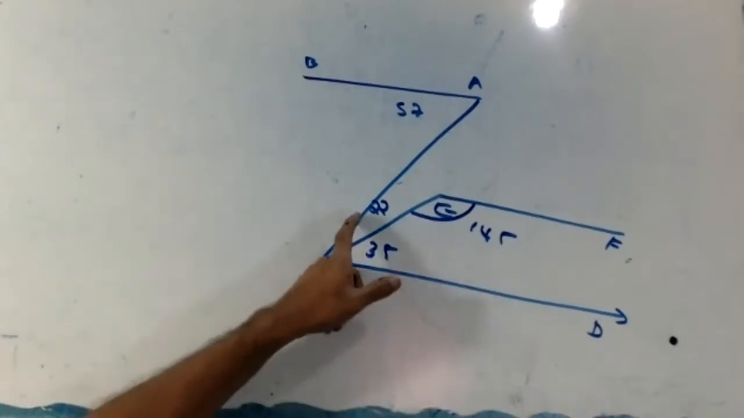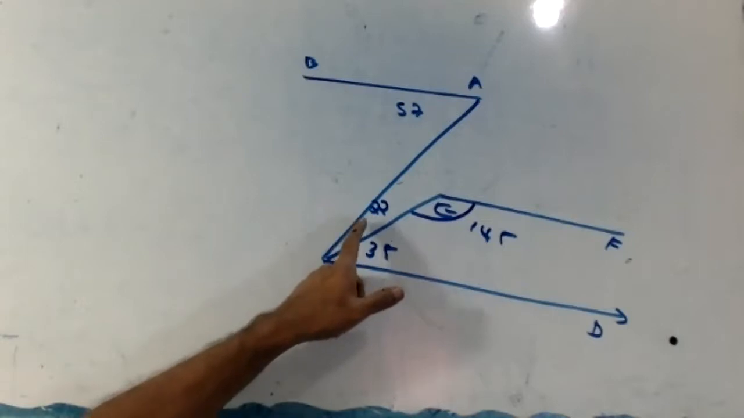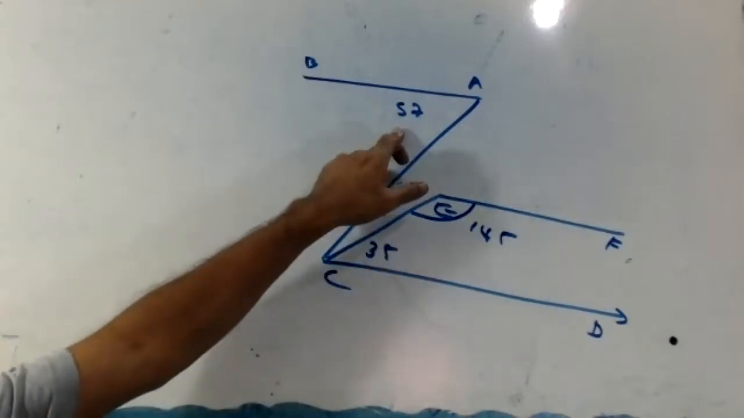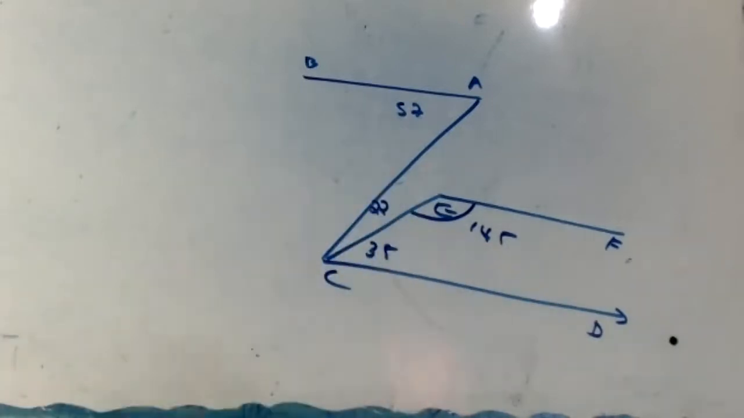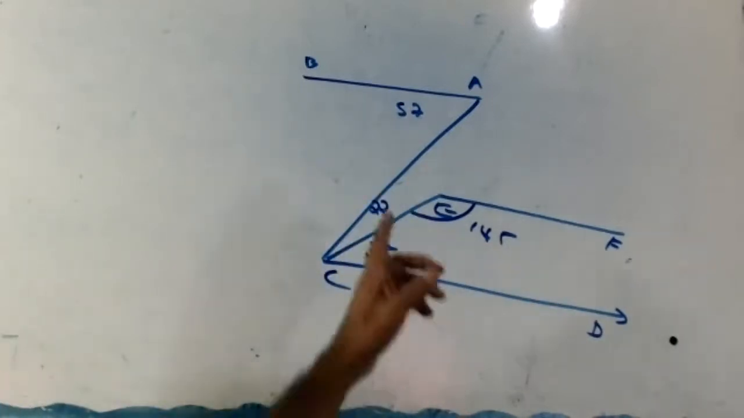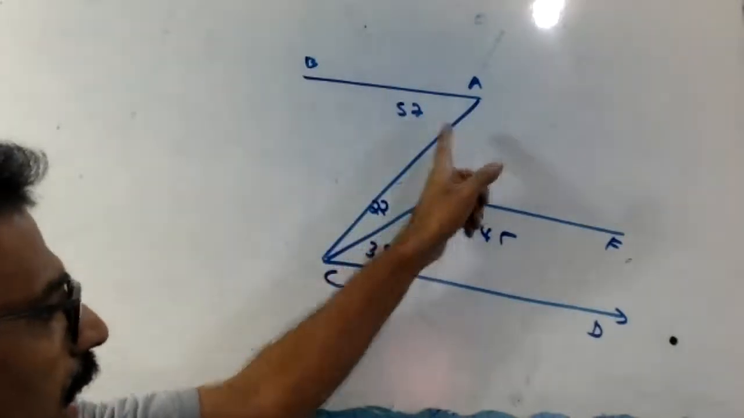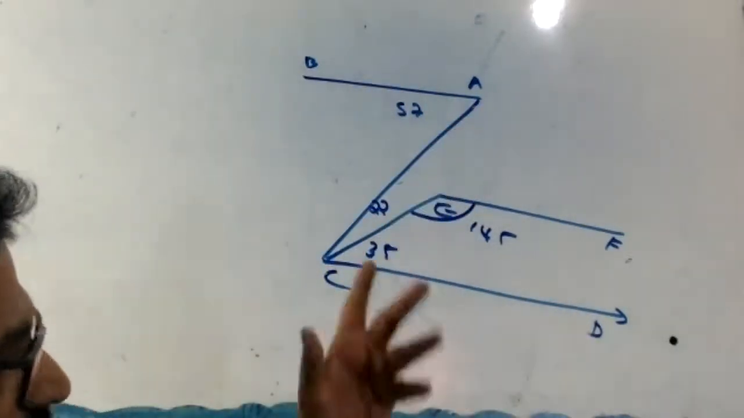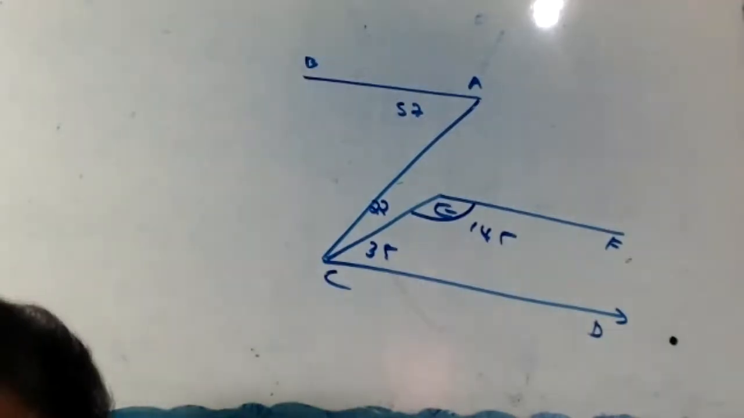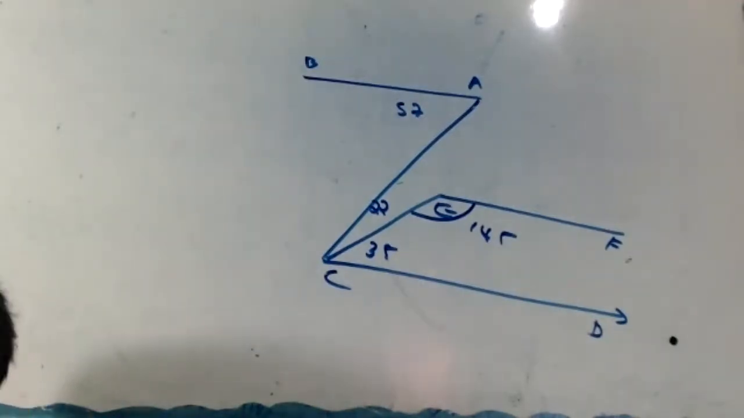Okay. How much is this one? 57, right? This is 57. This is also 57. So alternate angles are equal. AB parallel to CD. You write angle BAC 57, angle ACD 57. So since the alternate angles are equal, the lines are parallel. Okay. Finish that.